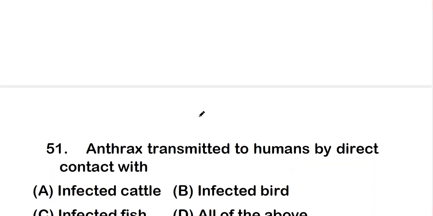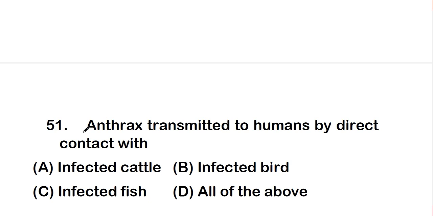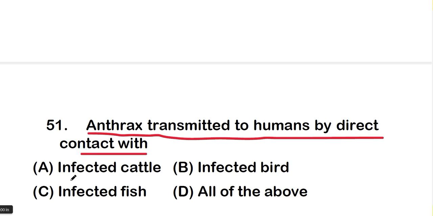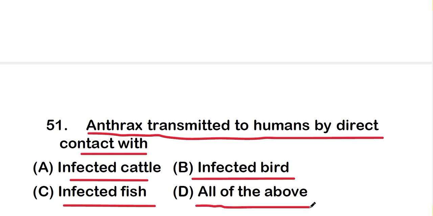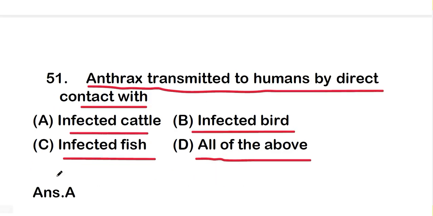So move on to the next question, question number 51. Anthrax is transmitted to humans by direct contact with infected cattle, option A; option B, infected bird; option C, infected fish; or option D, all of the above. And the right one is option A, infected cattle. So anthrax is a disease that is transmitted to humans by direct contact with infected cattle.